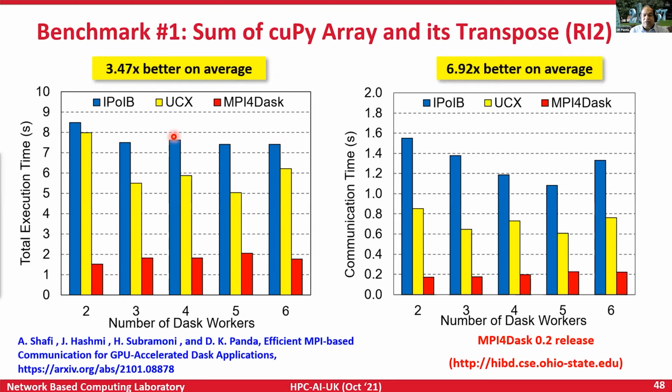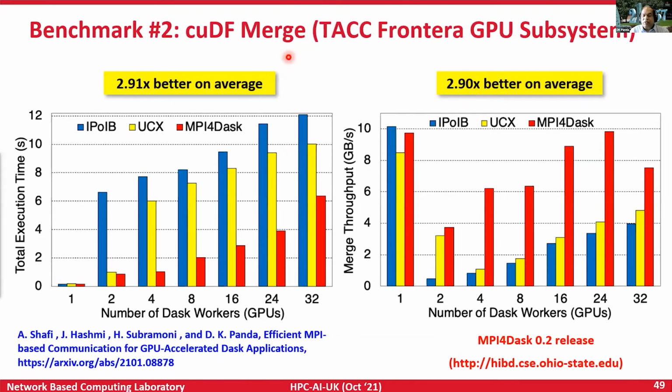Now you can see similar benefits here. These are some benchmarks compared to IP over IB, which is the TCP/IP emulation over InfiniBand. This is UCX. And using our MPI4Dask, you get benefits of a factor of 3.47, 6.92x. This is another benchmark, cuDF. On GPU-based systems, we get a 2.9x benefit. The idea I'm trying to drive here is that if you have a very good MPI library, of course, I'm showing this with the MVAPICH2-GDR or MVAPICH2 library, but it is applicable to other MPI libraries. With any MPI library, if you have the additional modules, you can plug them in and satisfy all these users. You don't need any other library or middleware.